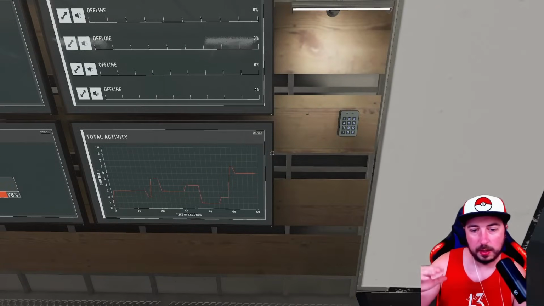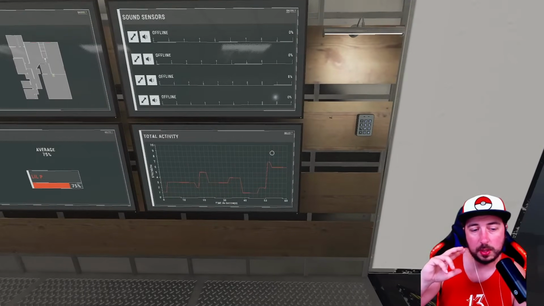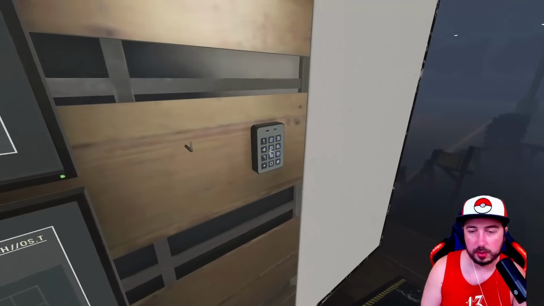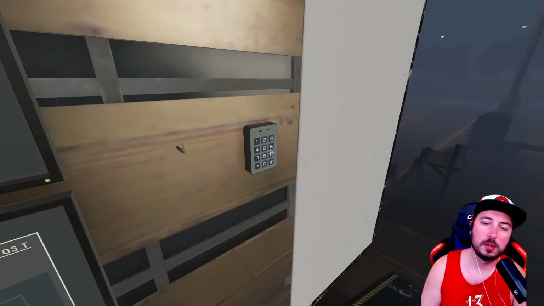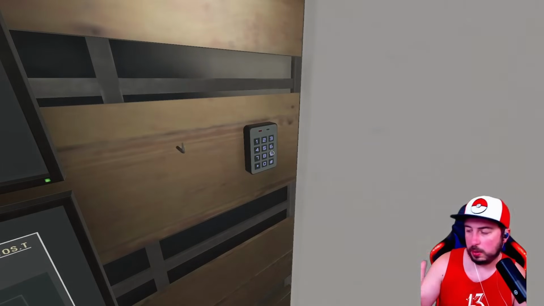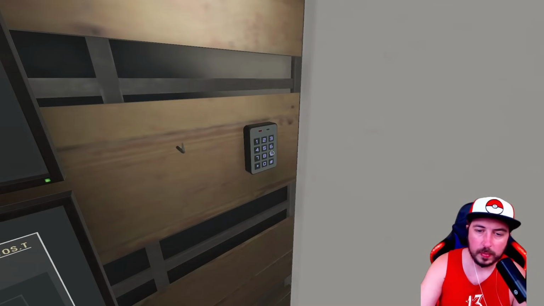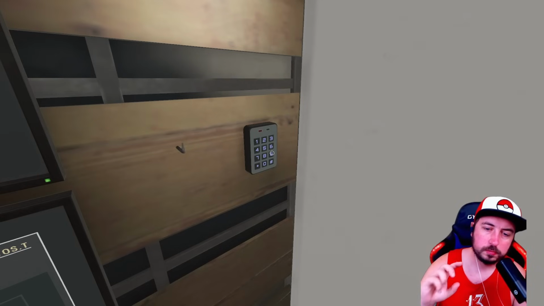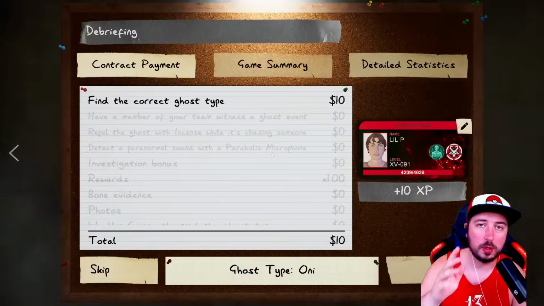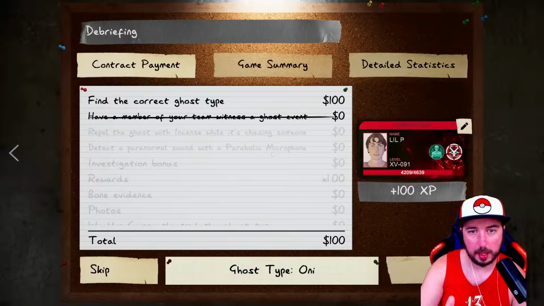Now, let's go to a different map here, and we'll see what the ghost is. We already knew it was an Oni. We're going to put this whole same idea together, and we're going to show you on Willow Street, another small map.